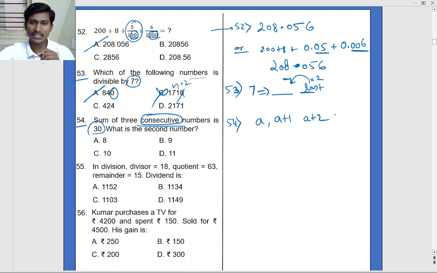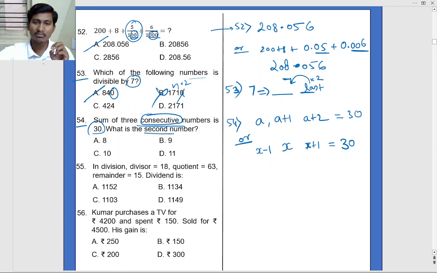So how much is the sum? That is 30, the answer. Or you can take it in one more way. If you take the middle number as x, the previous number will be x minus 1, and the next number will be x plus 1. So this will be easy. Why will it be easy? I will show you. Here the sum is 30.